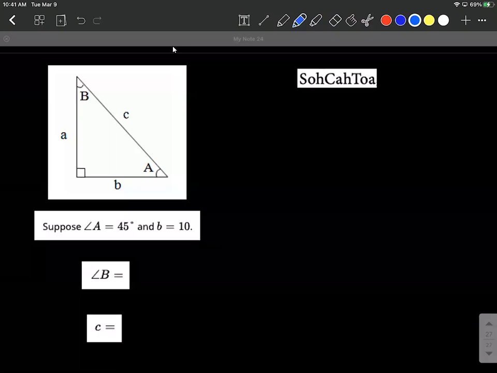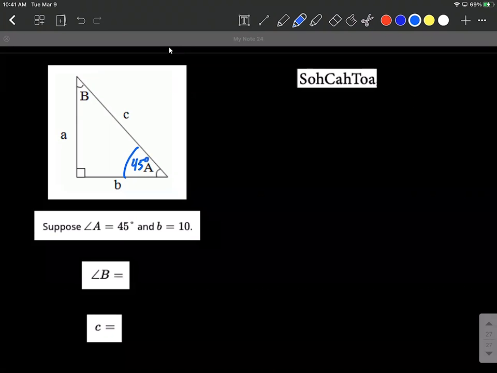Okay, on this example, we're given a right triangle, not drawn to scale by any means, and a little bit of information about this. Now, your information may be slightly different, but hopefully this will help you get through yours as well.